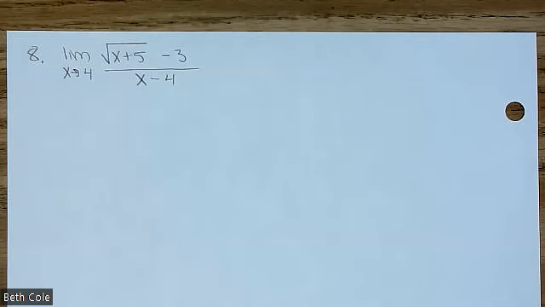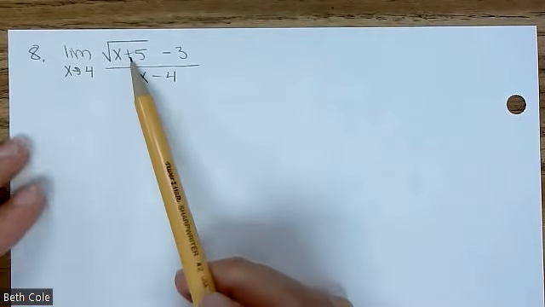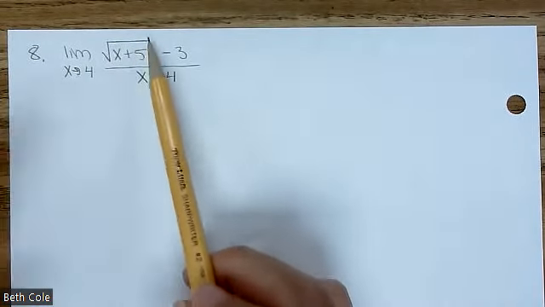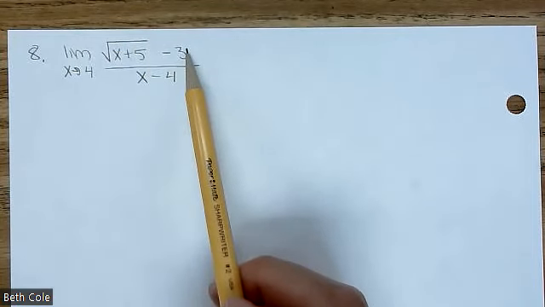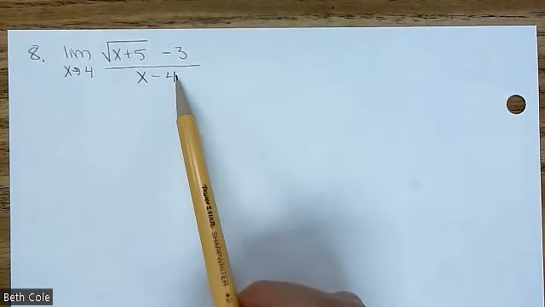Now you always start by plugging in the number. If you find out you could have just plugged in the number, you're going to be upset if you did a lot of work. All right, you ready? 4 plus 5, 9. Square root of 9, 3, minus 3, 0, and then 4 minus 4, 0.